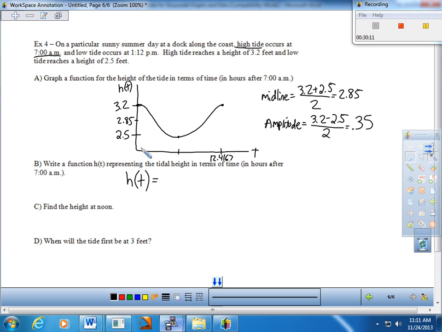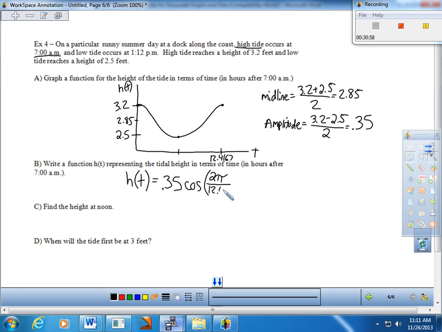So it looks like we're going max to max. What that means is I'm going to use a positive a value. Amplitude is 0.35, so 0.35. Max to max, everybody, that's cosine. So normal cosine, 0.35 cosine there. Sounds good. Now the b value is going to be 2 pi over the period.